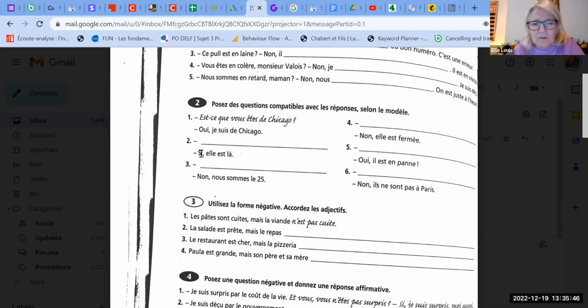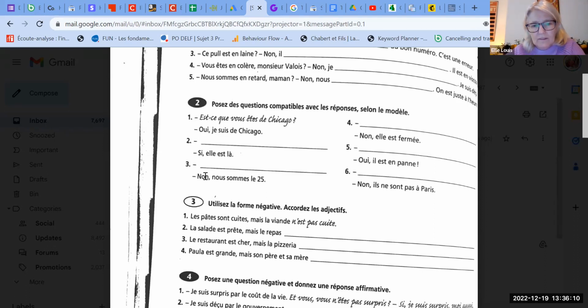So I think the question that we would hear is, I don't know, Louise, elle n'est pas là? Louise, elle n'est pas là? Louise isn't here? Si, elle est là. So you're counteracting the negative with an affirmative. So Louise isn't here? Yes, she's here. So that's when you use the si.